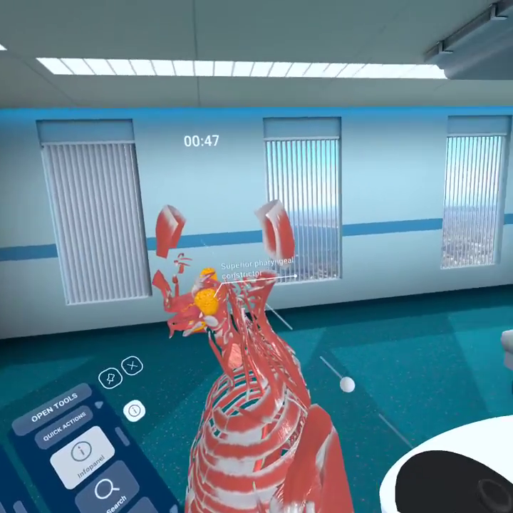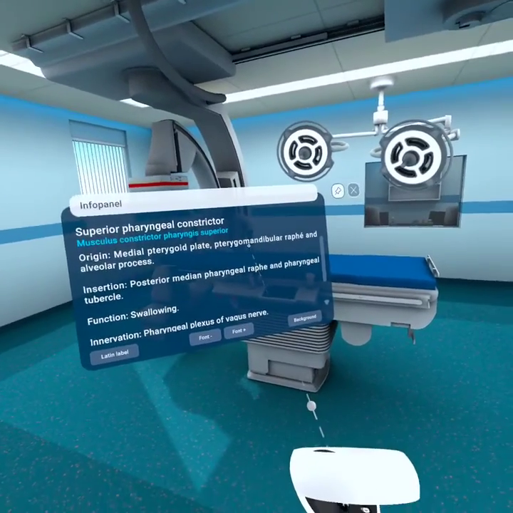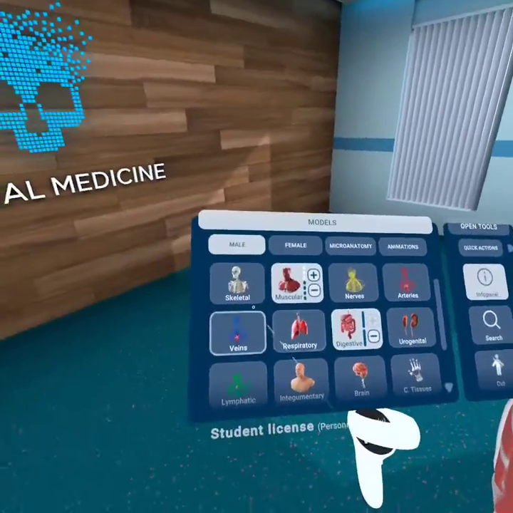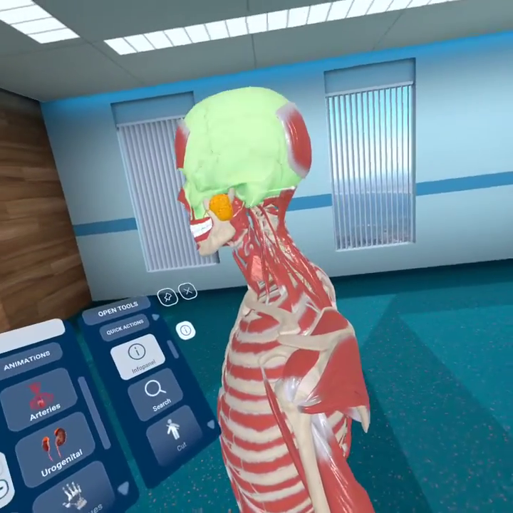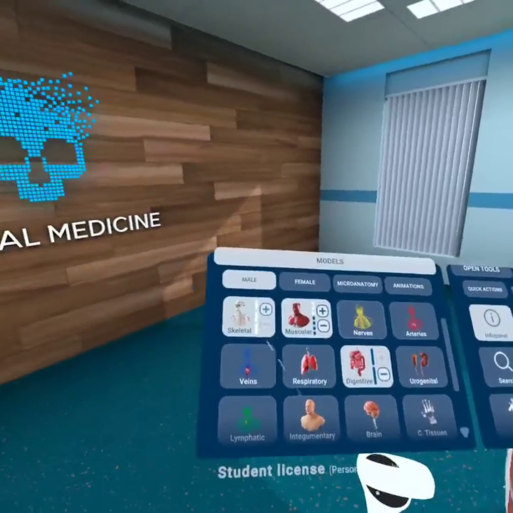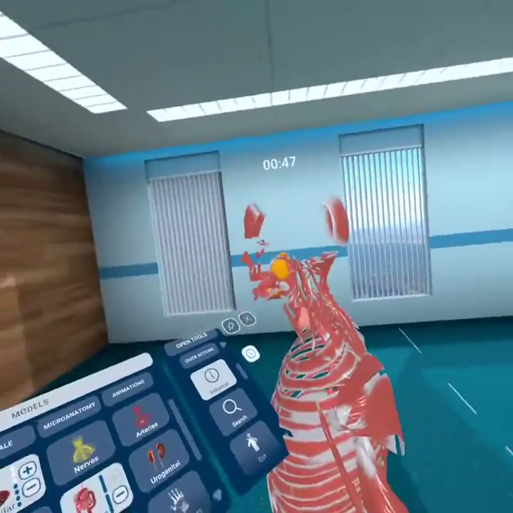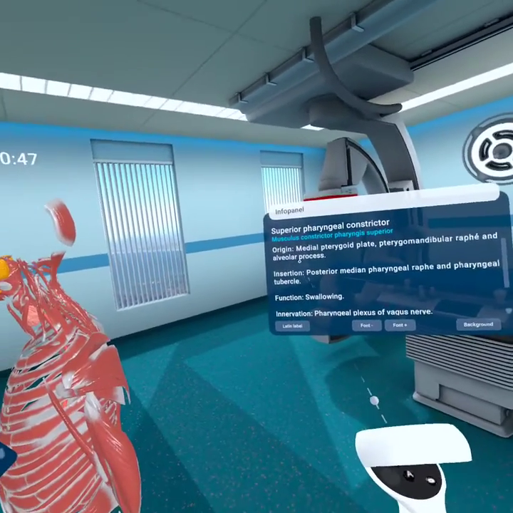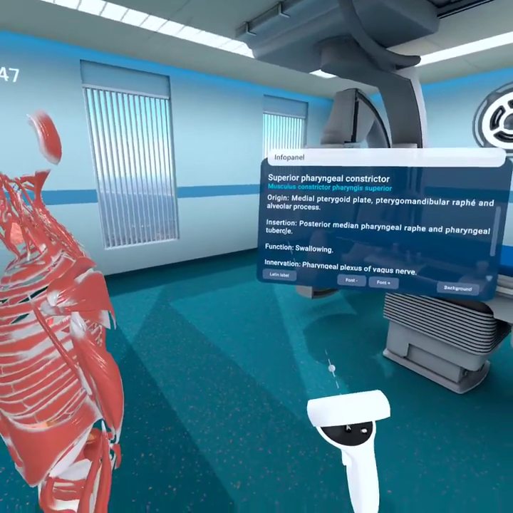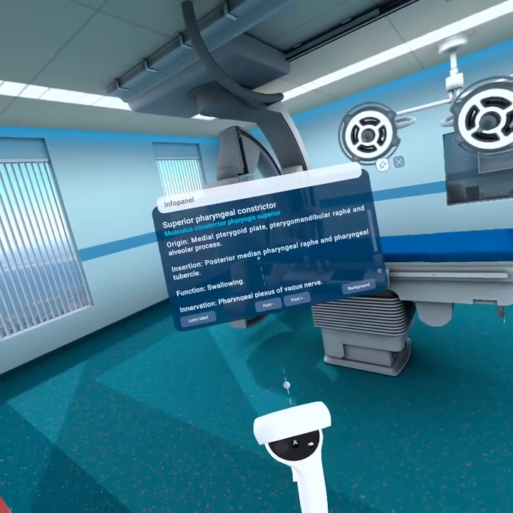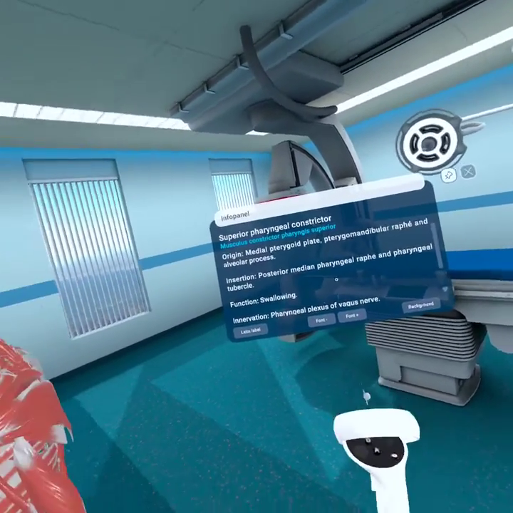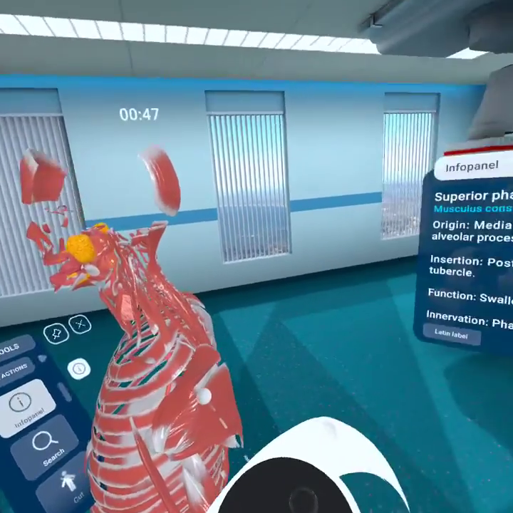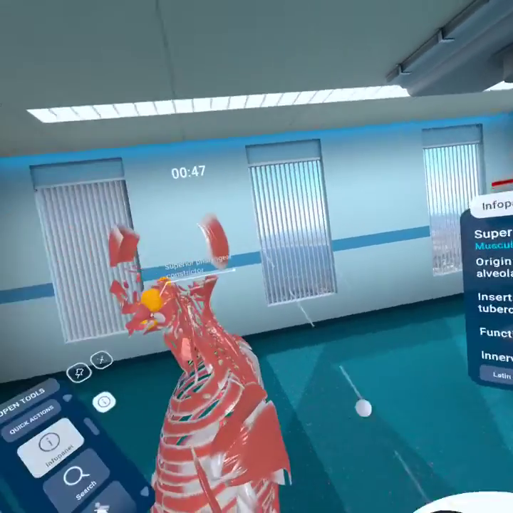Pterygomandibular raphe, that's on the skeletal model where our mandible will be. So in that area, skull, and alveolar process. So the insertion would be the posterior median pharyngeal raphe and the pharyngeal tubercle, which would be where the pharynx starts, I'm assuming.